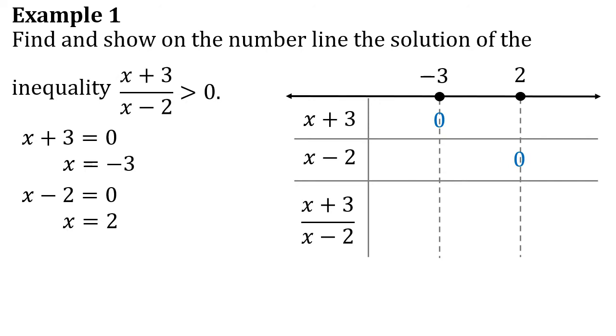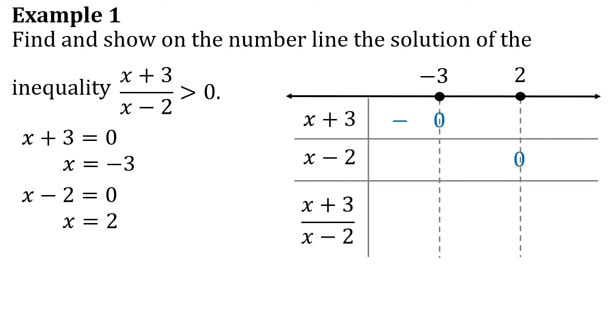And then, look at x + 3. If we're going to substitute a number on the right of negative 3, let's say negative 1, negative 1 plus 3 is positive 2, so the answer will be positive. If we assign another number to x on the right of negative 3, let's say positive 1, positive 1 plus 3 is 4. So that's positive also.